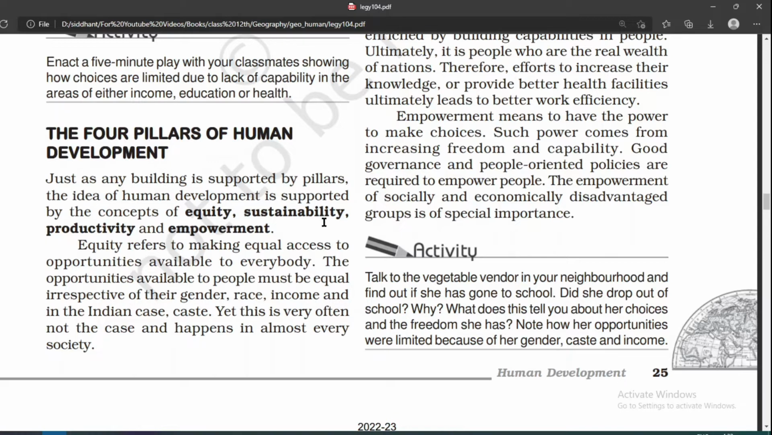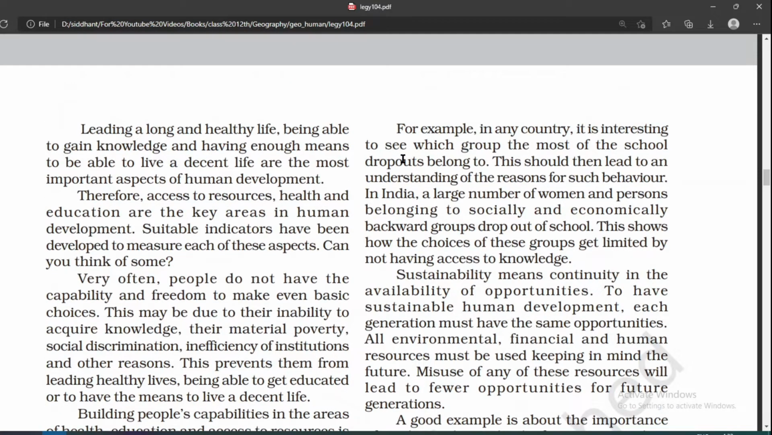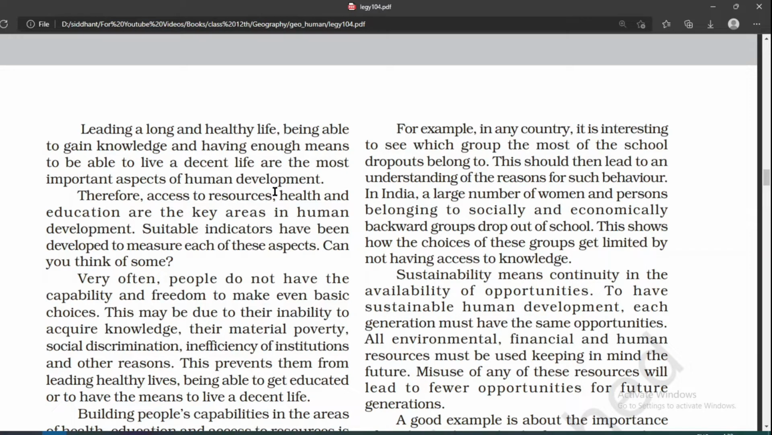Yet, this is very often not the case and happens in almost every society. For example, in any country, it is interesting to see which group the most of the school dropouts belong to. This should then lead to an understanding of the reason for such behavior. In India, a large number of women and persons belonging to socially and economically backward groups drop out of school. They show how the choices of these groups get limited by not having access to knowledge.